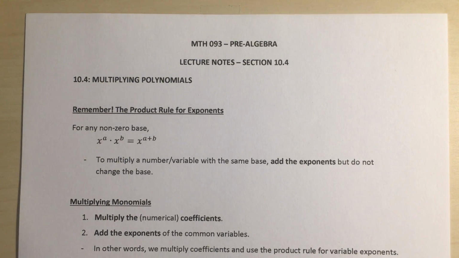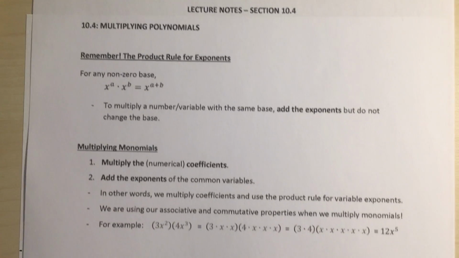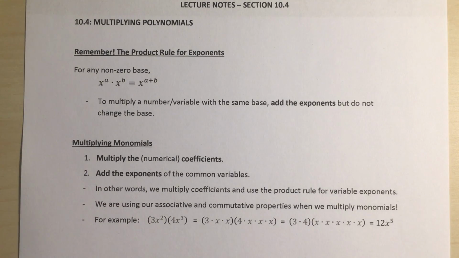So to start with, as we're going through these multiplication problems, we're going to start with simple problems and work our way up to more complicated ones with more terms. So we're going to start with just multiplying two monomials by each other. Remember, a monomial is a polynomial that has exactly one term.